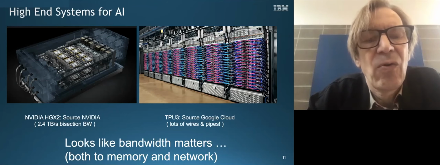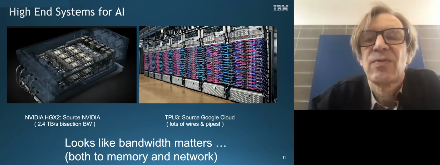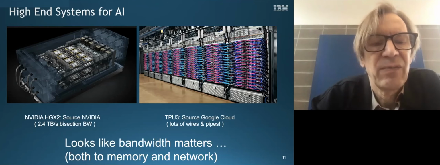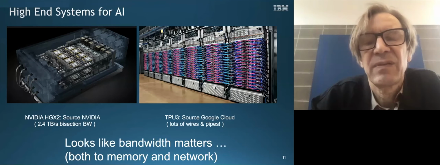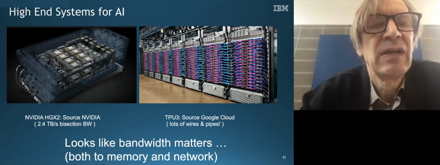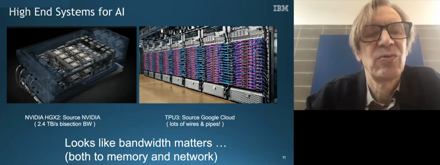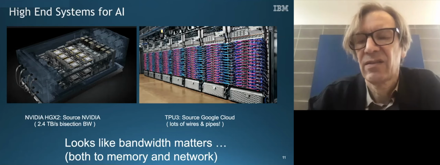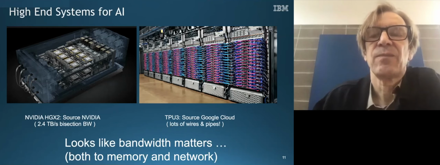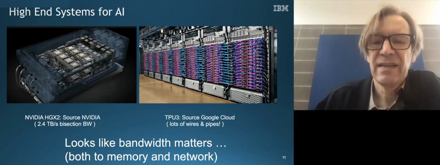And as we know, and it's illustrated in this slide with two systems from about that time, bandwidth is incredibly important when you're doing AI and deep learning in particular. So in the case of the HGX2, at the back of the system there is a very hefty interconnect between those two processor boards, and here you see a picture of the Google GPU, and there, the cables and also water pipes for cooling are quite visible.